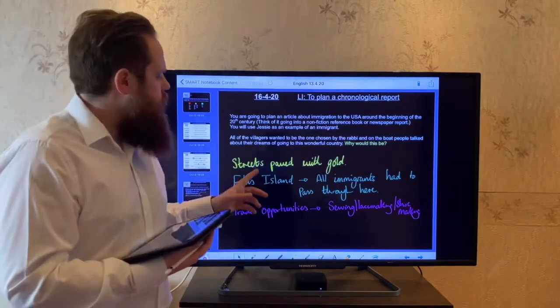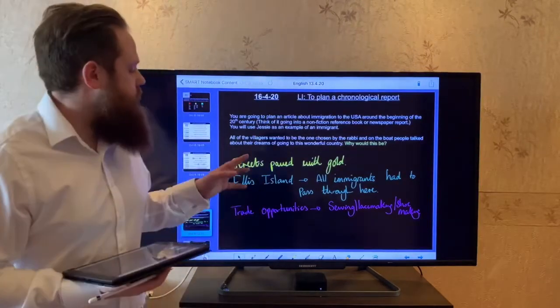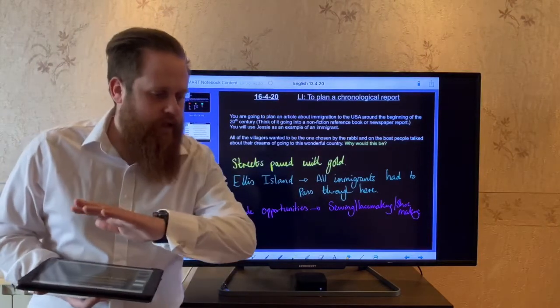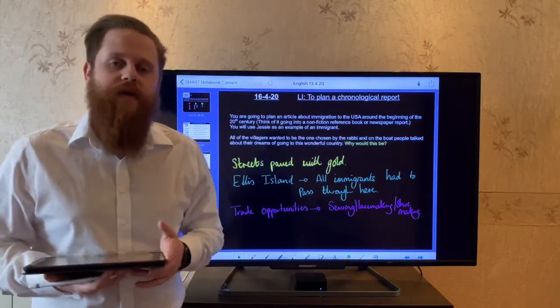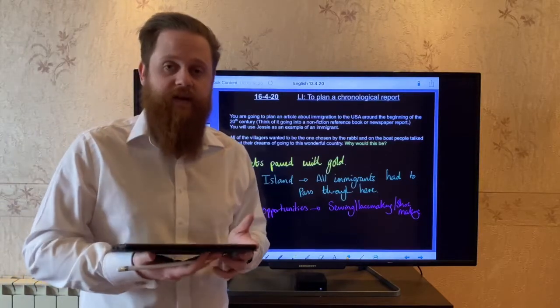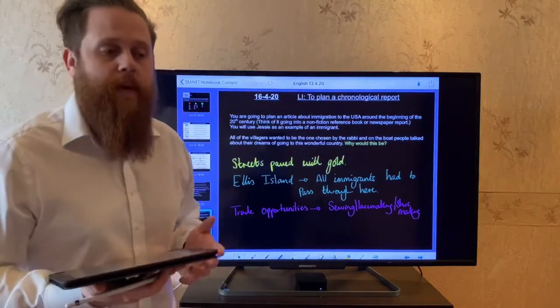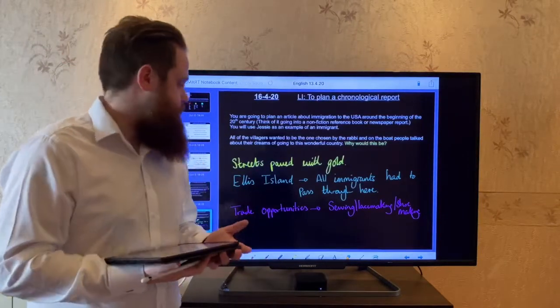Well, a lot of stories that came back from people who had been there was that the streets were paved with gold. Now, it doesn't mean that the streets were actually made out of gold, but it meant that somebody could go there and make a living. They could earn a lot of money by doing their work in another country, okay? Maybe one that had more money than their country did.